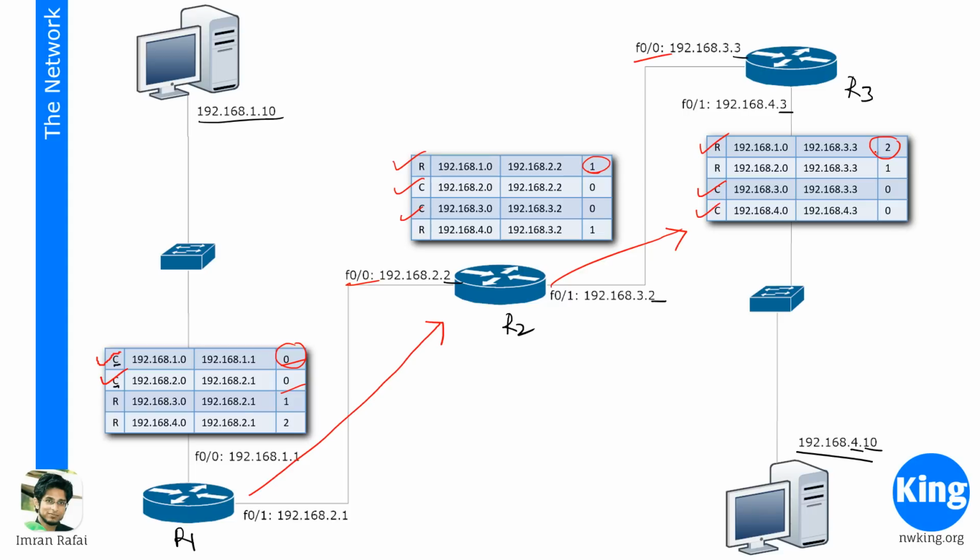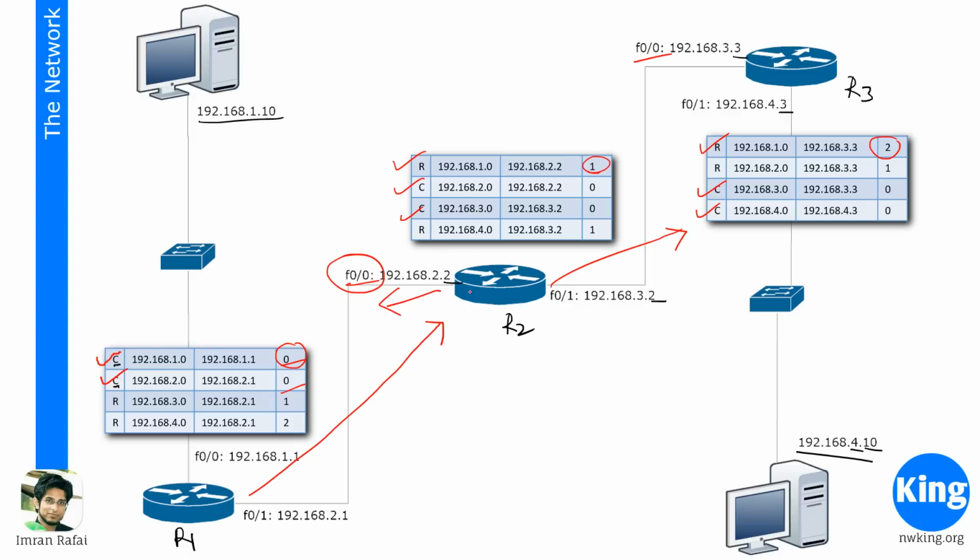To avoid looping or counting to infinity, RIP has a mechanism called split horizon. Split horizon just says this: do not send an update about a network or a route on the interface through which you learned it, right? In this case, let's say router 2. Where did router 2 learn about 192.168.1.0? It learned it on this interface, on f0/0. That means when router 2 sends out updates to router 1, it will definitely not send out on f0/0 updates about 192.168.1.0. It will only send 3.0 and 4.0, because 2.0 also it will not send, because 2.0 was also learned from f0/0, right? Because it is connected to that network on f0/0.